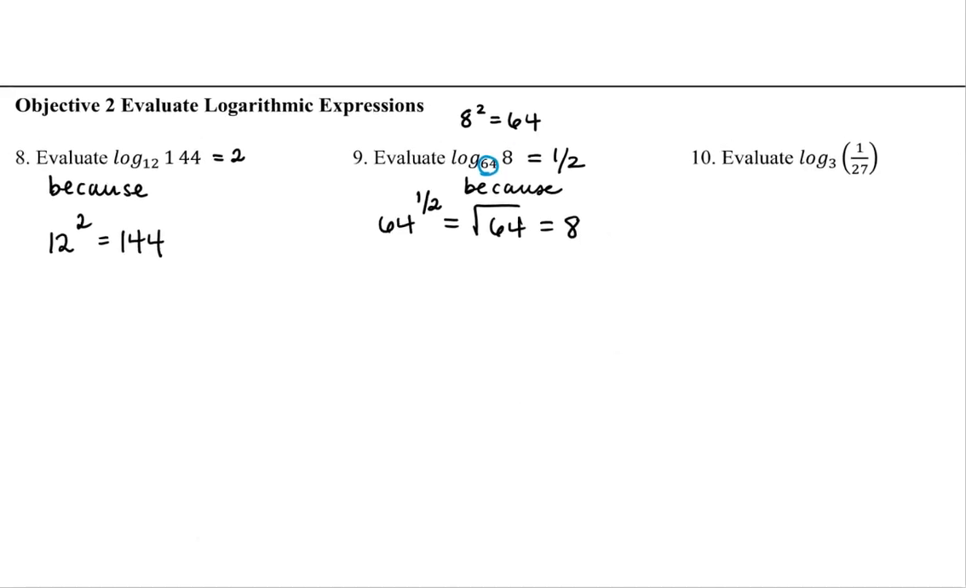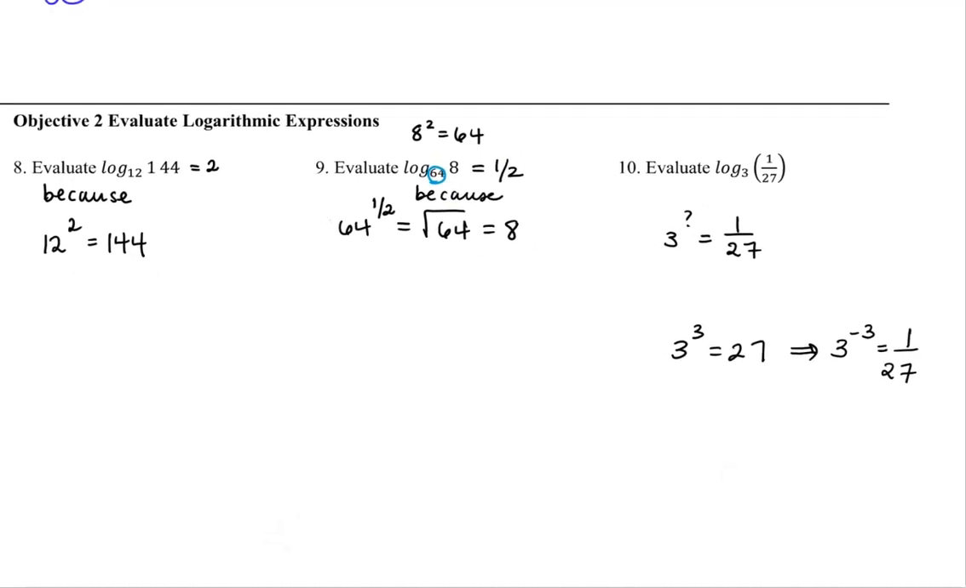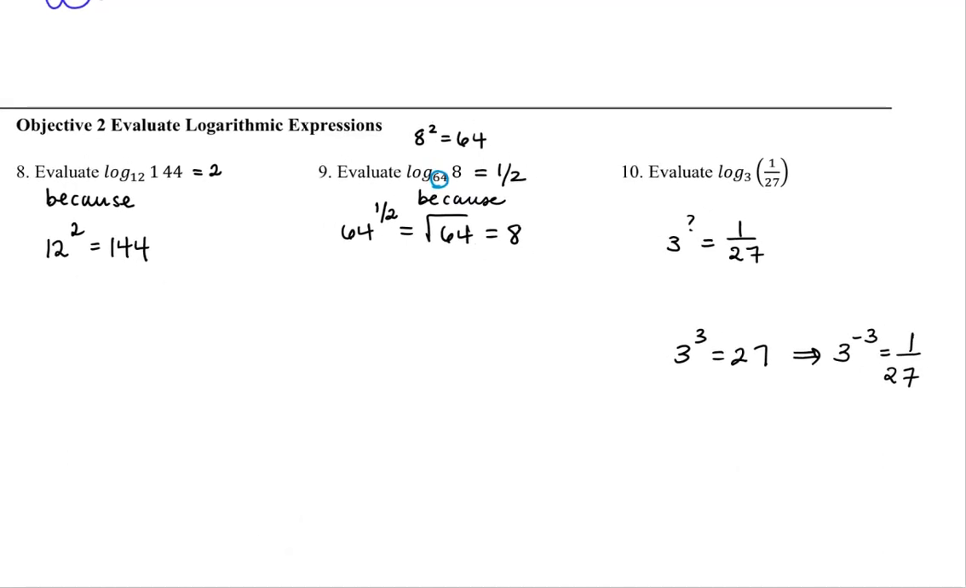In example 10, we are looking for what exponent goes on 3 to give us 1 over 27. This might be a little bit tricky, but we have to think about rules of exponents. We know that 3 to the third is equal to 27, which implies that if we had 3 to the negative 3, we would get 1 over 27, because negative exponents send things to the denominator.